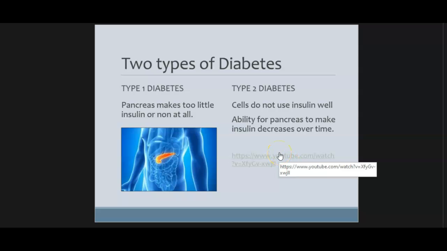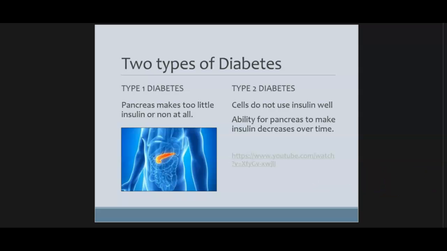Okay, so there's two types of diabetes. There is type 1 diabetes, which is when your pancreas makes either no insulin at all or just too little. And then there's type 2 diabetes, which is when the cells stop being able to utilize the insulin that's in the body very well. Because of this, over time, the pancreas just kind of stops making as much insulin, because the body's not really utilizing it well. So the body just kind of makes up for that and says, well, you're not using it, so I guess I won't make very much.